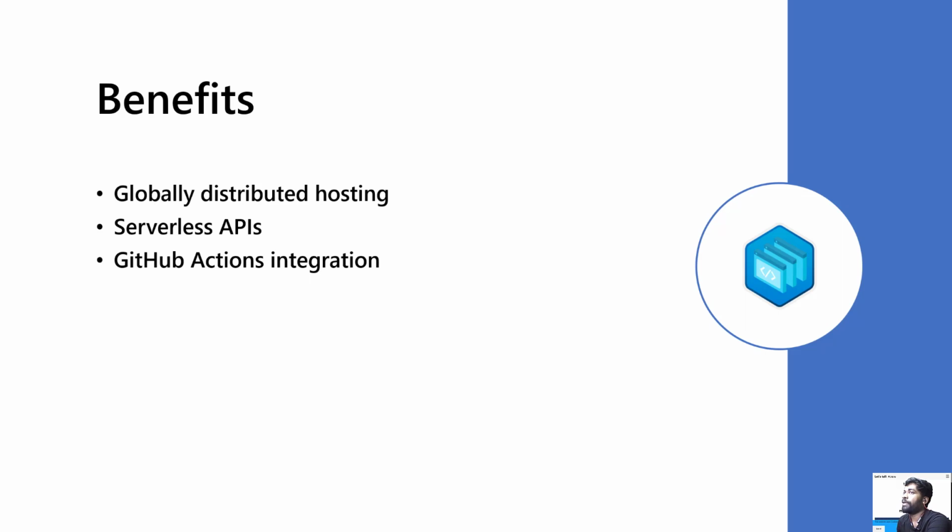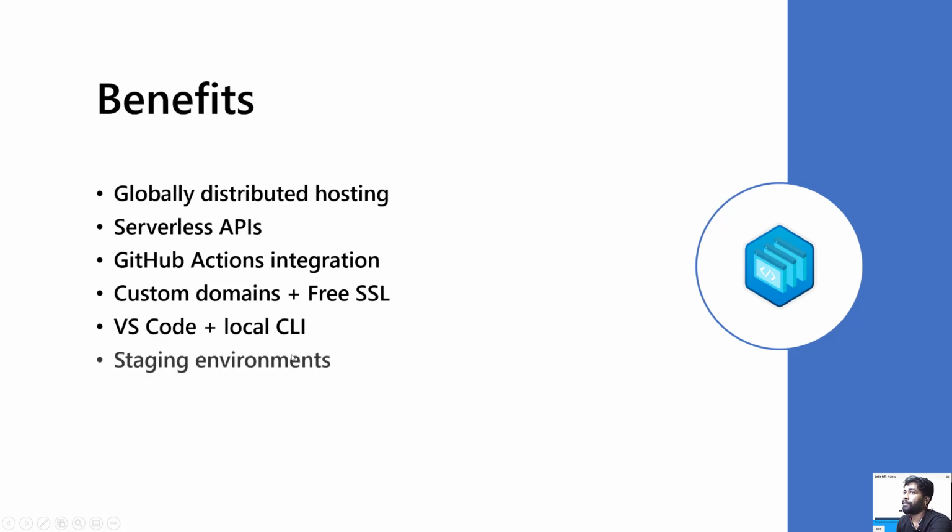And also you do have an extensive support for the GitHub Actions, and also there is a support for Azure DevOps as well, with which you will be able to establish the CI/CD pipeline. And also you do have the support for the custom domains creation, and also you will be getting a free SSL certificate for those domains. And there is an extensive support for the Visual Studio Code IDE, and also you will be able to work with this in the local environment using the static Web App CLI as well.